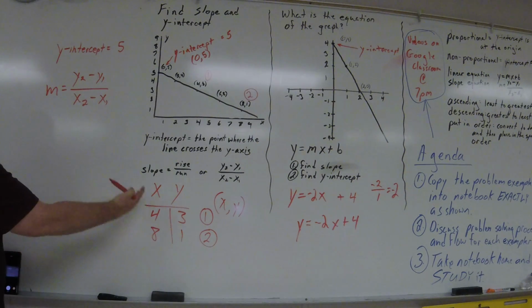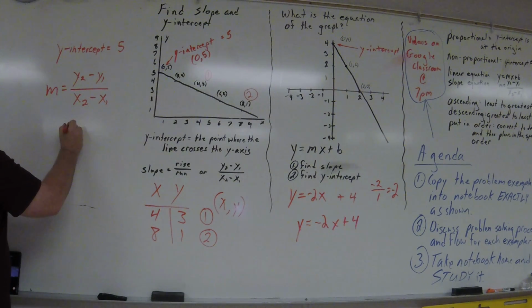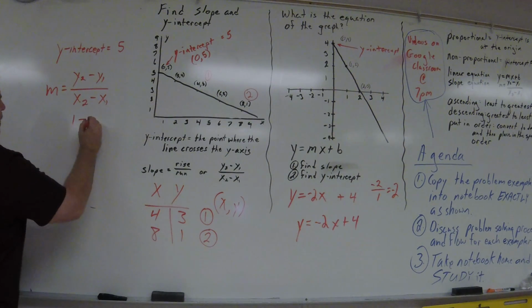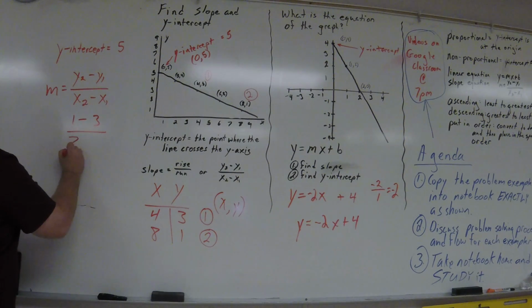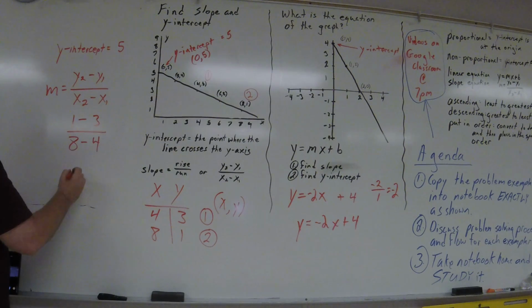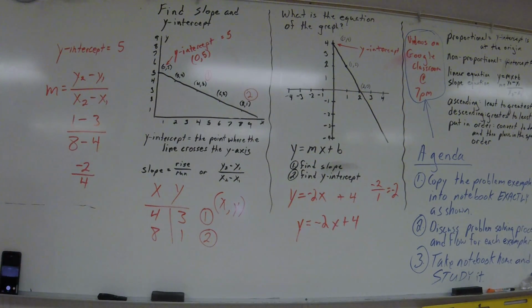And all we have to do is plug that into our pattern up here, to our formula. So y2 is the number 1. 1 minus 3. Then we have our x2, which is 8. We minus our x1. And so what we end up with is negative 2 over 4. Well, that's okay, but we're not quite done.